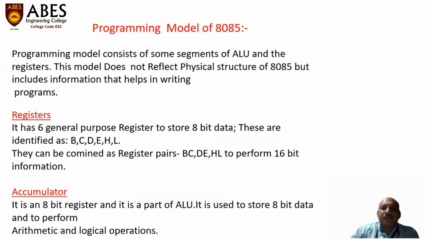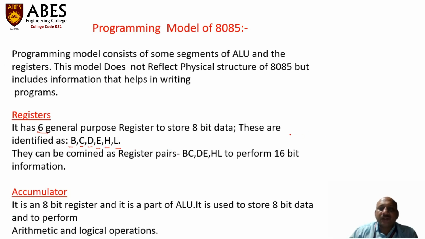Now we talk about the programming model of the 8085. Programming model means we must know the information required to program the processor. It requires that we must know how many registers the 8085 has. The 8085 has 6 general purpose registers, and these are B register, C register, D register, E register, H register, and L register. These are basically 8-bit registers, and they can also combine to make a 16-bit register pair.